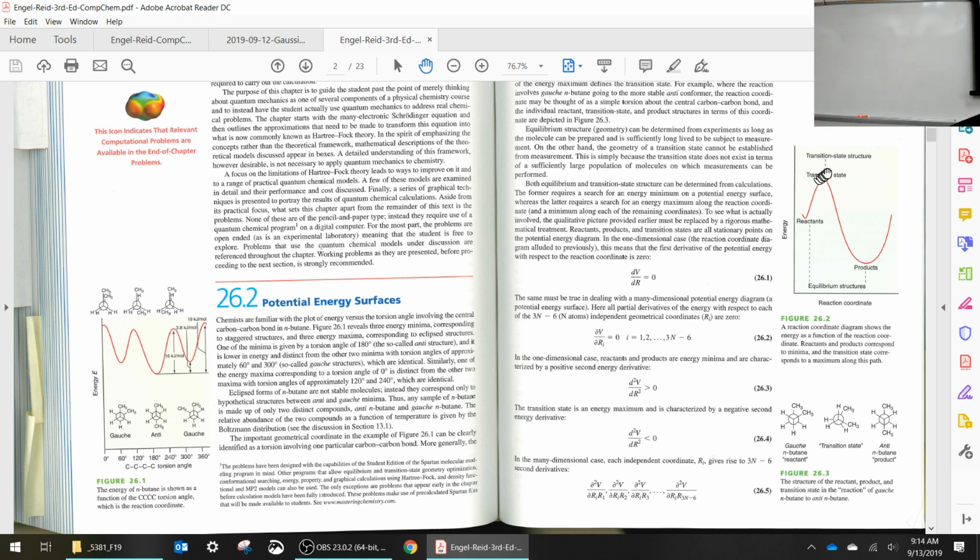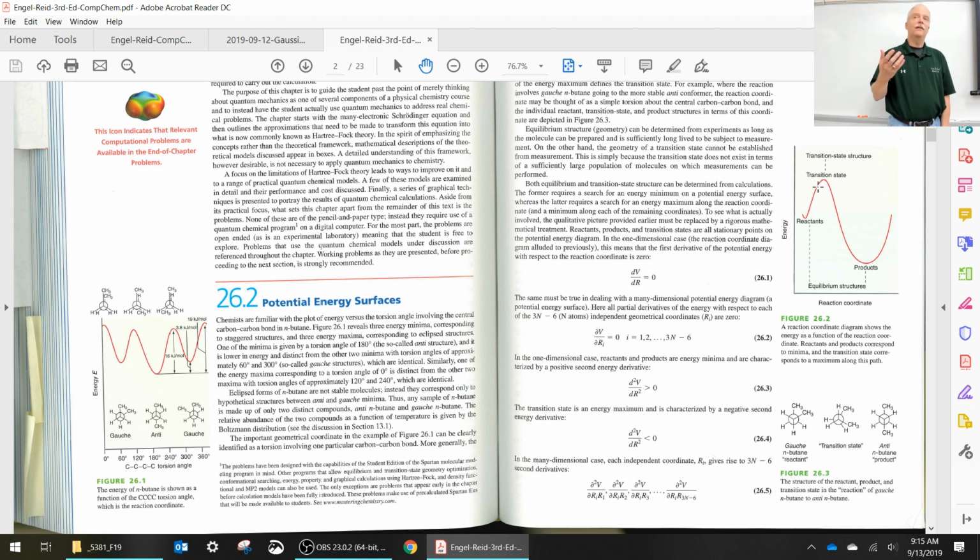So up here, the second derivative with respect to the coordinate is going to be negative because the curvature is down. As I increase the reaction coordinate, notice the slope is decreasing. So it's curving down. Whereas down here, if I increase the coordinate, the slope is increasing. And so if the second derivative is positive, you're at a minimum. If the second derivative is negative, you're at a maximum.